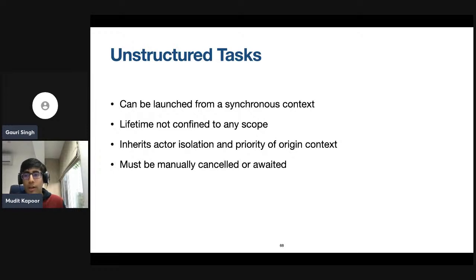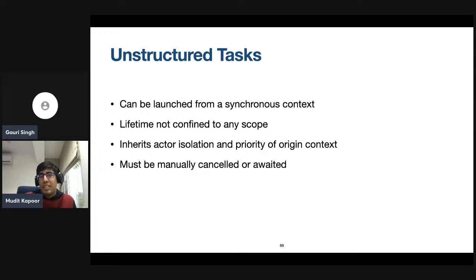Okay, let's talk about unstructured tasks. So task groups are over. The good thing about unstructured tasks is they can be launched from any context, which includes the synchronous context. So all this time you may be wondering, okay, this is cool, you can use async functions from async functions, but how do you get the first async function? If you're in a synchronous context, you can just launch a new task and you can call the async function and everything inside there.